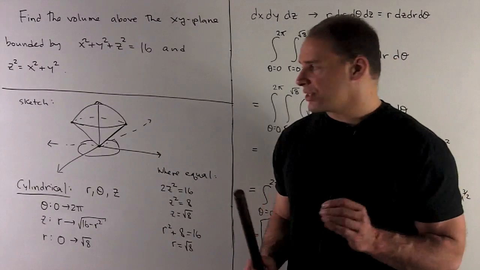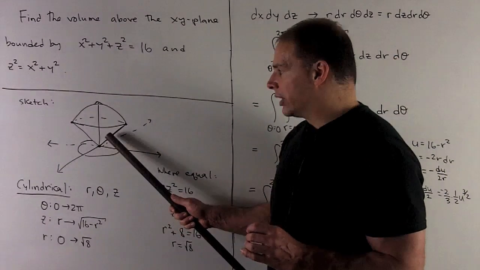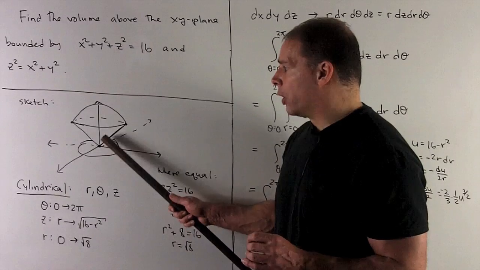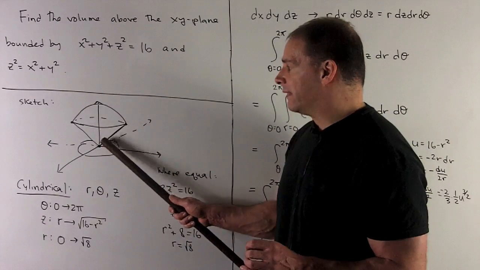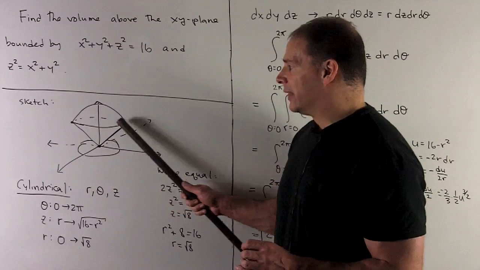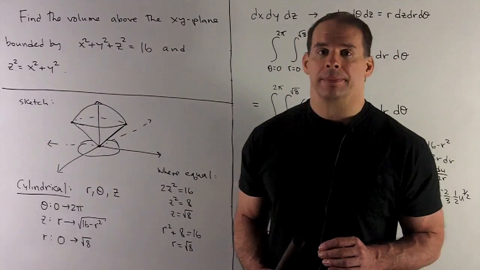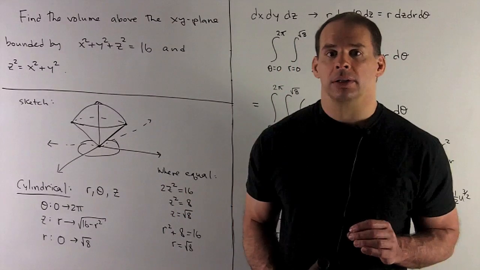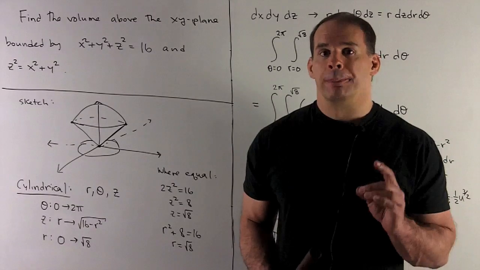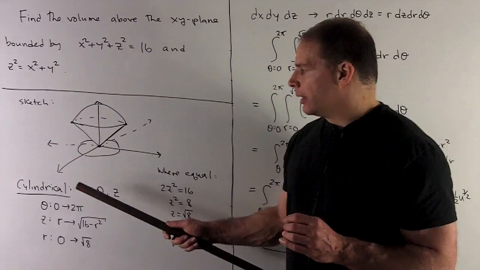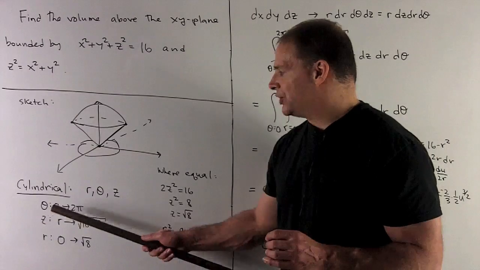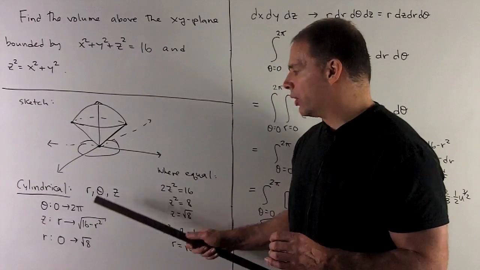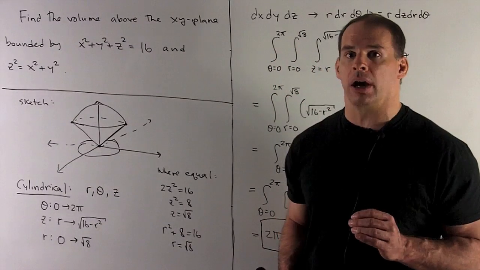Another way to get this, we know the angle here for our cone is going to be 45 degrees. So if I know the z, which is square root of 8, then the radius coming out this way is also going to be square root of 8. So that just checks our work. So we have our limits. Theta goes 0 to 2 pi, r goes 0 to square root of 8, z goes from r to square root of 16 minus r squared.